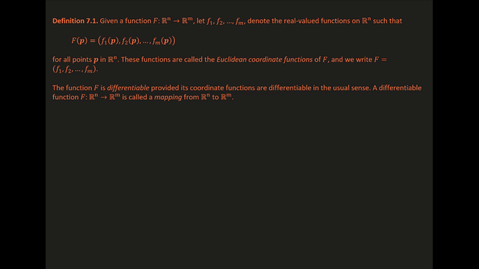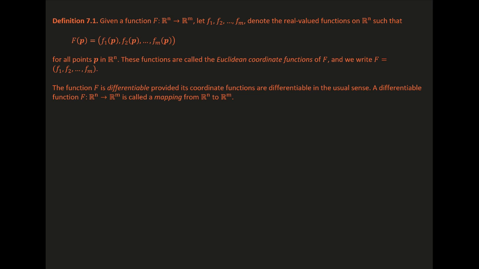Given a function f from Rn to Rm, we'll let the components of f be written as real-valued functions on Rn, f1, f2, etc. through fm, so that when we compute f of p for a point p in Rn, we can simply write this in components: f1 of p, f2 of p, etc. through fm of p. We'll call these functions the Euclidean coordinate functions of f.